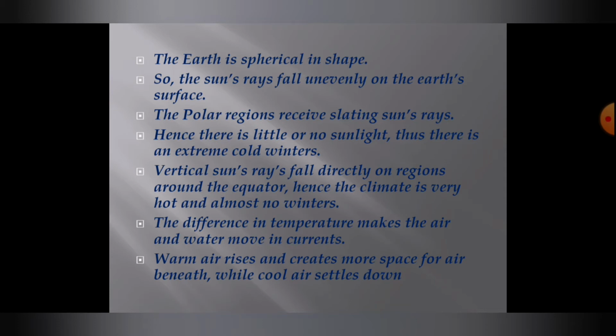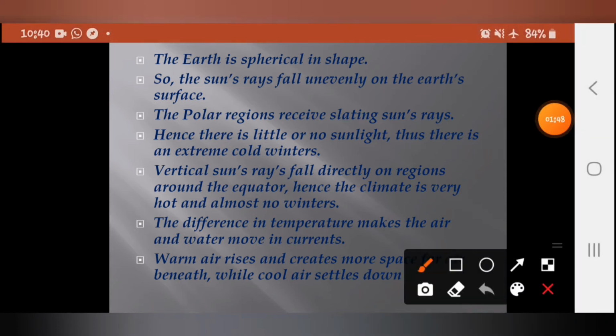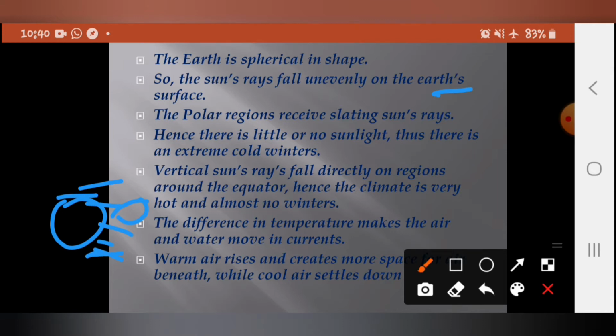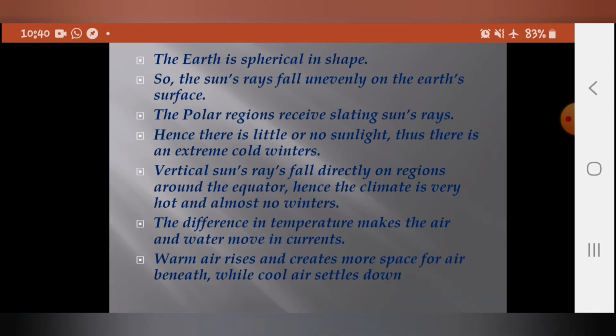The earth is spherical in shape. We all know, right? The earth is spherical in shape. So the sun's rays fall unevenly on the earth's surface. If this is the earth, spherical in shape, and the sun is near to it, the rays fall unevenly on the earth's surface. The polar region receives slanting sun's rays. Hence there is little or no sunlight. Thus, there are extremely cold winters.